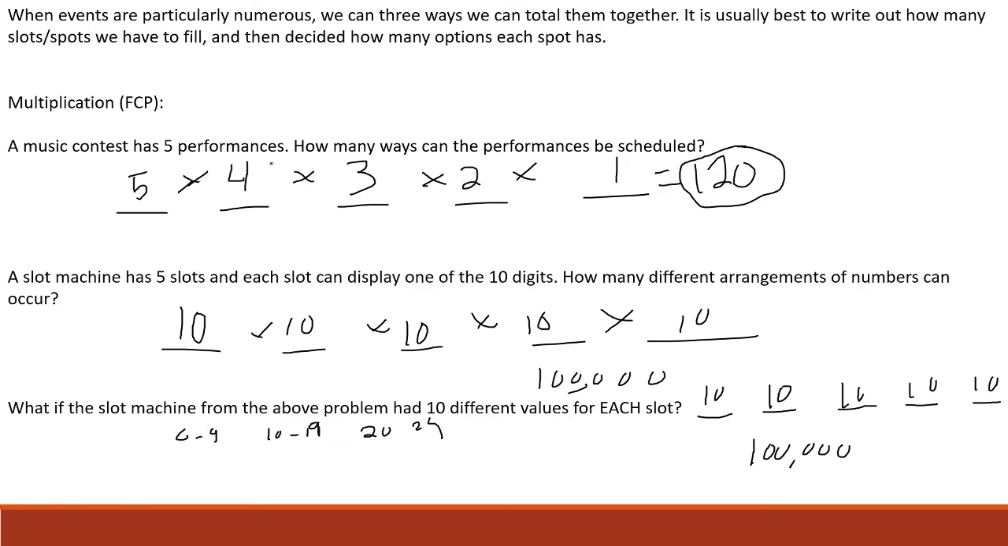Here, it was 5 and then 4, 3, 2, 1. Because every time I pick a performance, they can't be in the next spot. So this was a dependent situation, whereas these were independent situations.